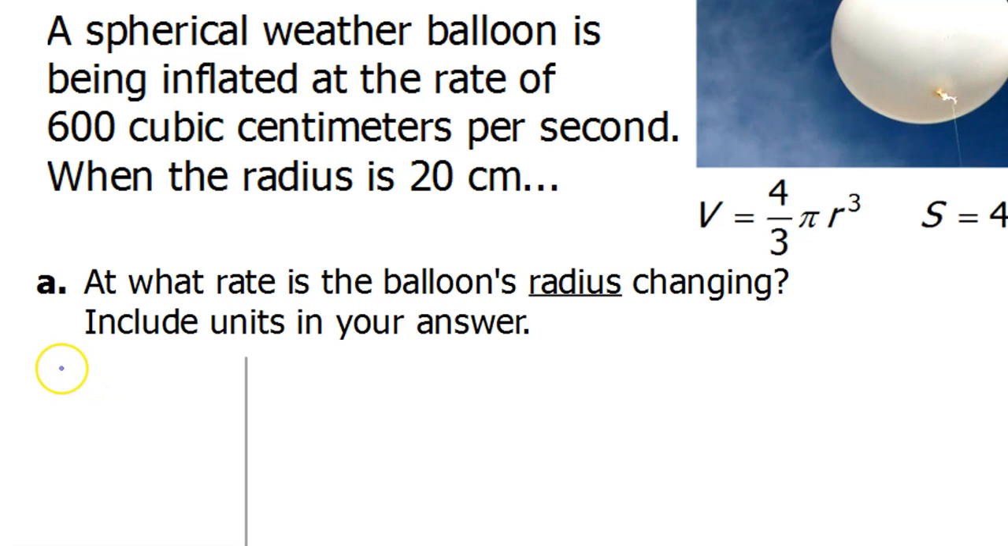I always begin a related rates problem by making a little inventory of facts that we are given and what we are being asked to find. So, the weather balloon is being inflated at the rate of 600 cubic centimeters per second. What kind of quantity is this? I'm looking at the units, cubic centimeters. So, this is volume. 600 cubic centimeters per second is the rate of change of the volume. In other words, dV/dt is equal to 600 cubic centimeters per second when the radius is 20 centimeters.